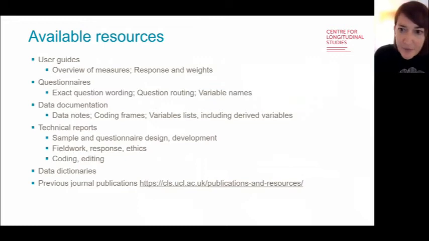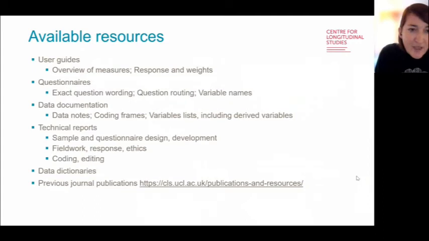And on there, and in combination with what's available on the UKDS, you can find these available resources. So user guides, which have an overview of the measures and more information on response, weights if appropriate, and then other things like the questionnaires, which are a really useful way of checking the exact question wording, which you'll likely need for your data section. Also a way to check for questionnaire routing and the specific variable names that might allow you to identify that variable in the actual data set.